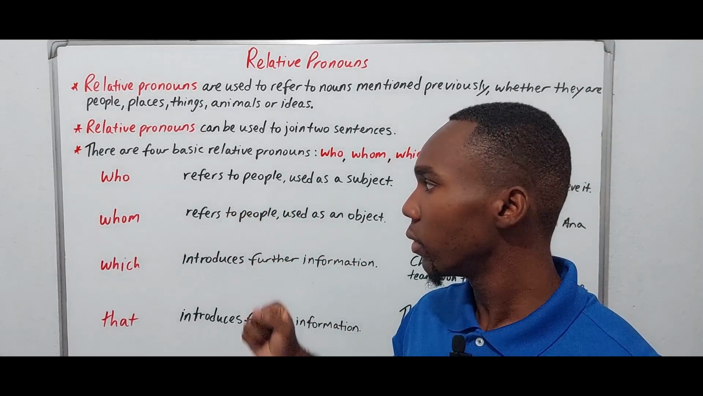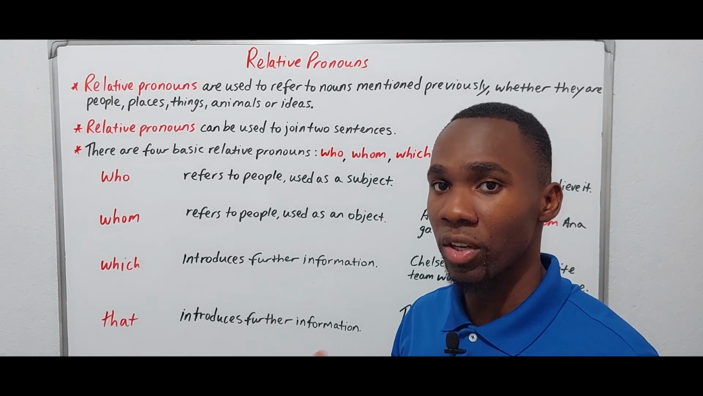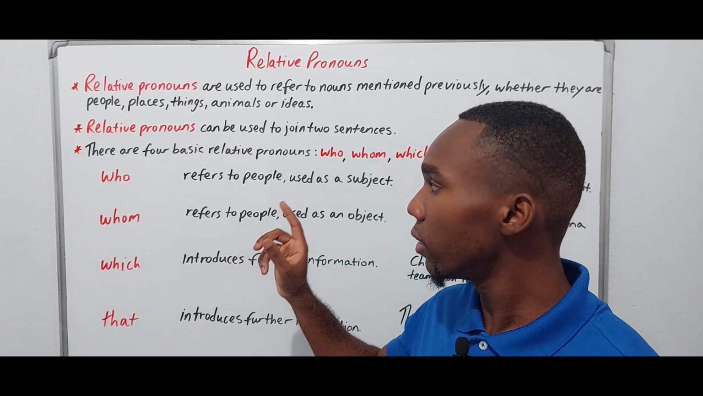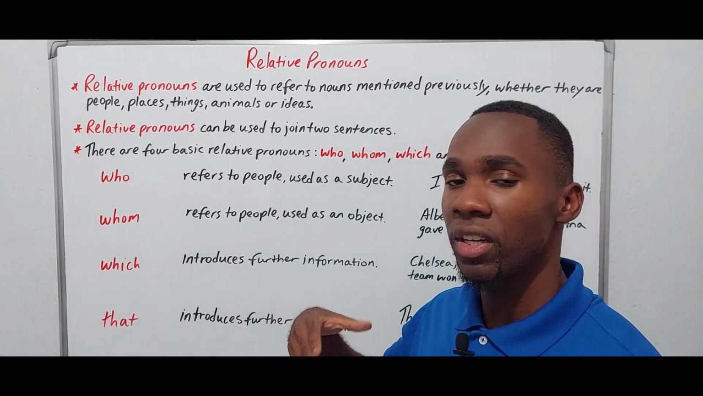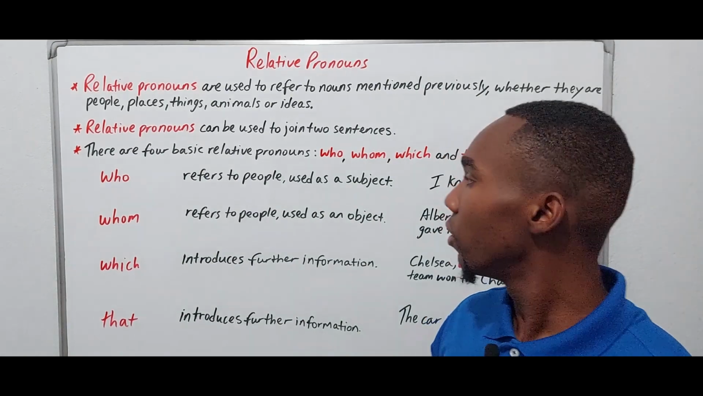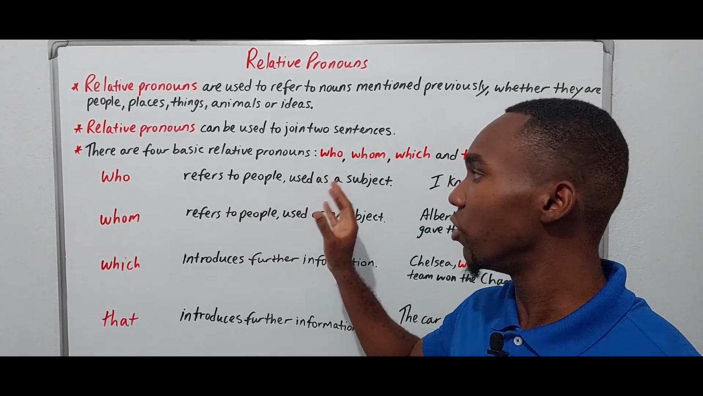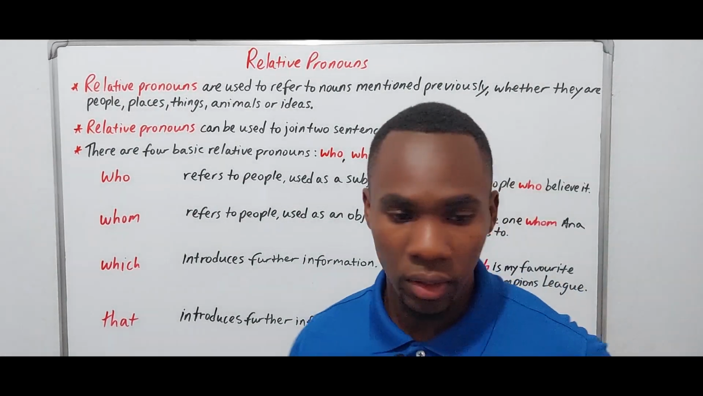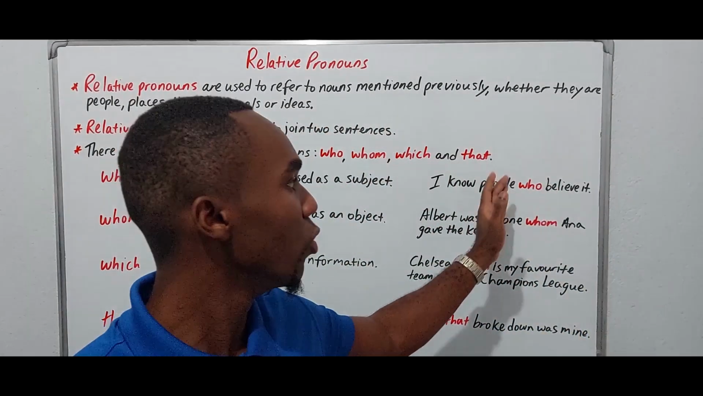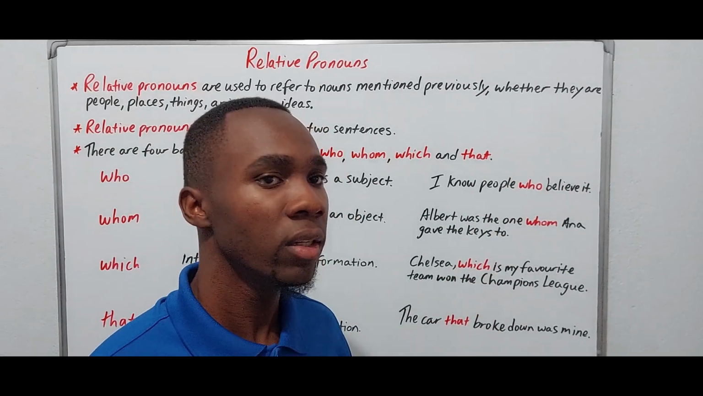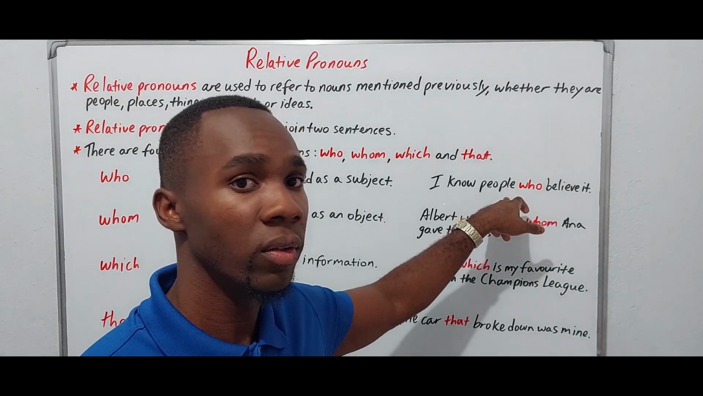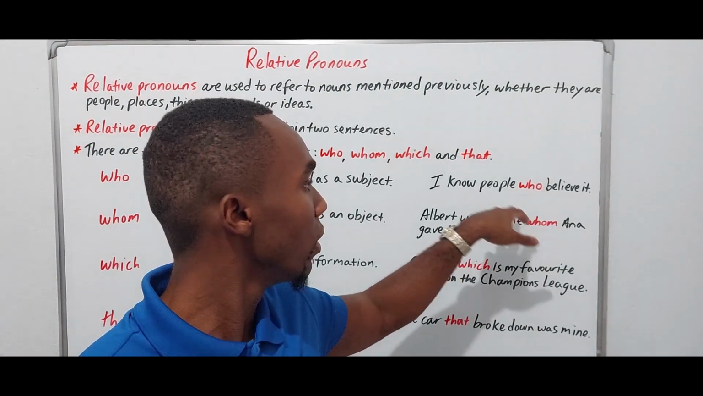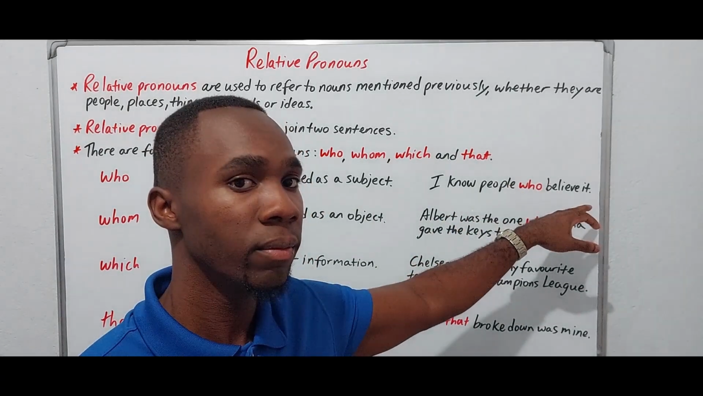So who, and of course we're not using who to ask a question. That's another type of pronoun that we'll get to. But who provides more information about a person, right? So this refers to people and is used as a subject. So for example, let's go on this side here. I know people who believe it, right? The who is referring to the people, so it's adding additional information about people. I know people who believe it.